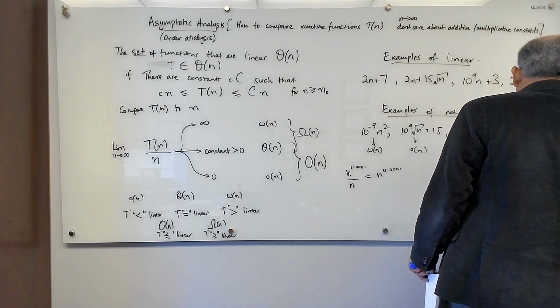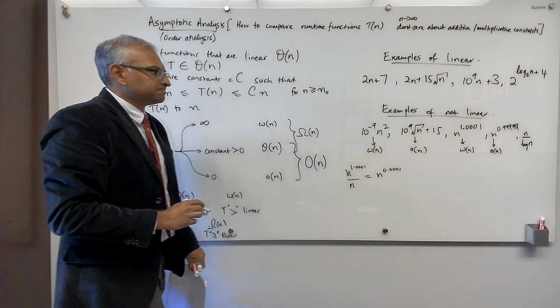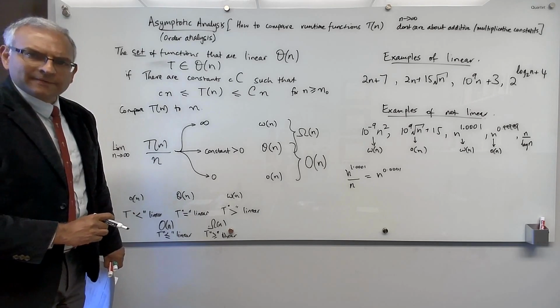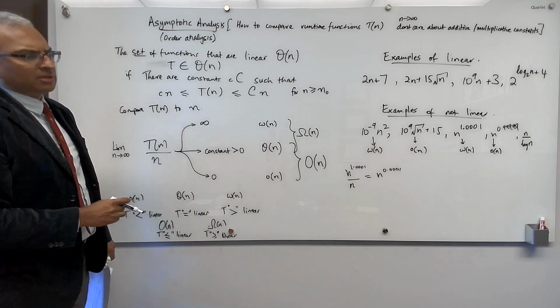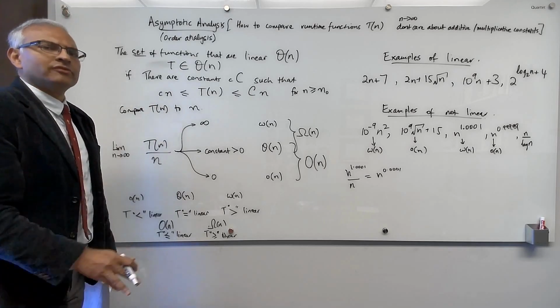What about n over log n? That's an interesting one. N over log n, okay, that's not linear. But it looks close to linear. And in fact, when you divide by n and take the limit, it goes to 0 because you get 1 over log n, and log n goes to infinity. So 1 over log n goes to 0.